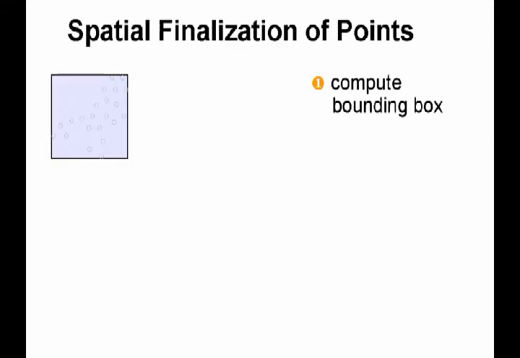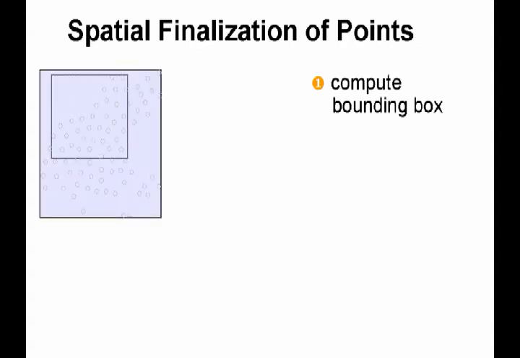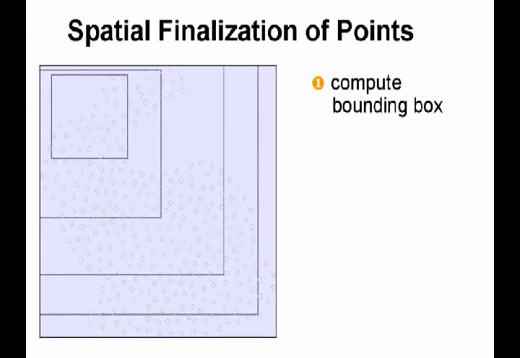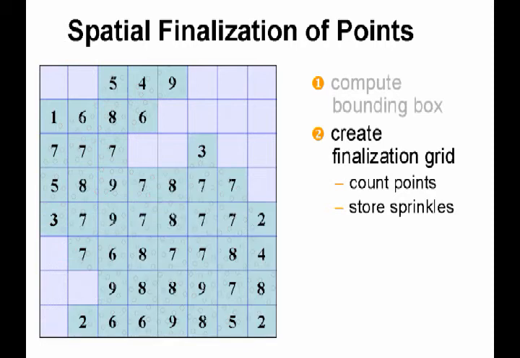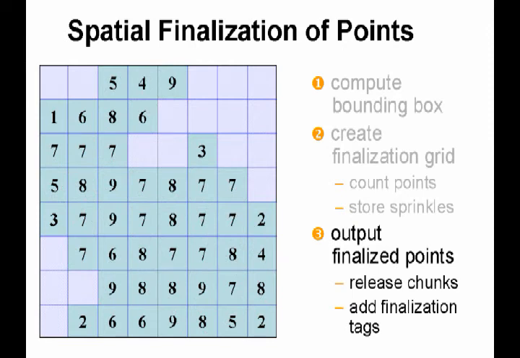The finalizer reads the points 3 times. The first pass only computes the bounding box. The second pass counts how many points fall into each cell of a uniform grid. So far no points have been stored, except one sprinkle point per cell that we explain later. The third pass temporarily accumulates points in their respective grid cell.